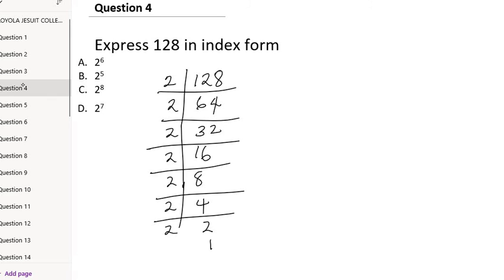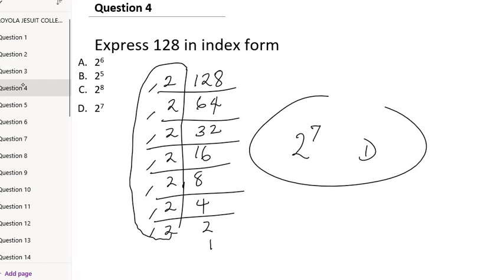So how many 2's do we have here? Let's count. 1, 2, 3, 4, 5, 6, 7. The answer is 2 raised to the power 7, which is option D.